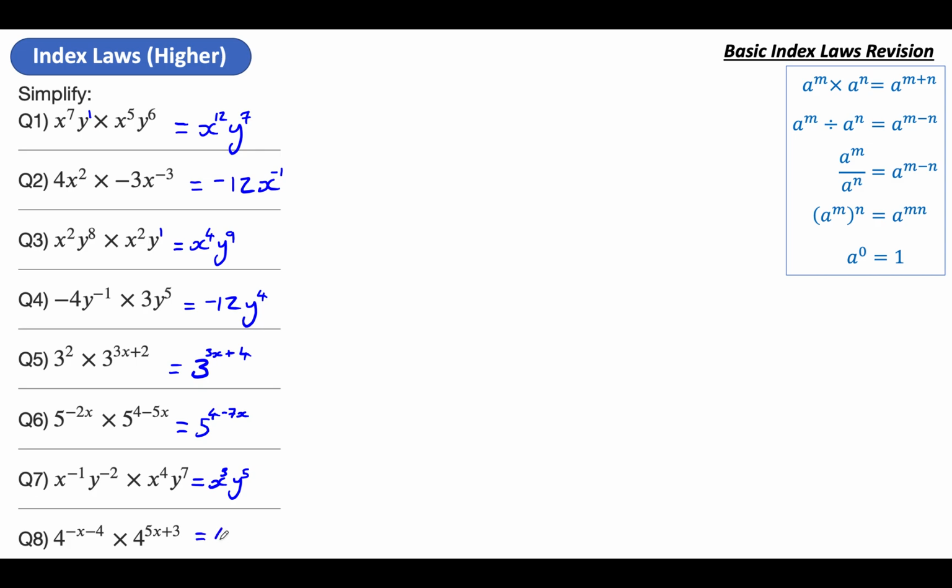And last one, same base number again, so we can add the powers. Minus x plus 5x makes 4x, because minus 1 plus 5 makes 4. And then minus 4 plus 3 is minus 1. So 4 to the power of 4x minus 1. Okay.